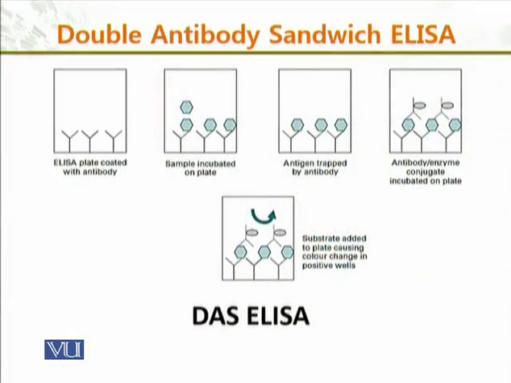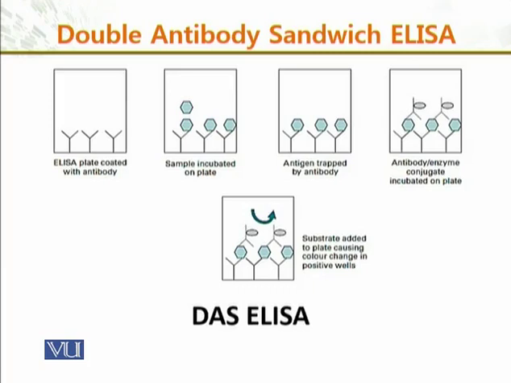If we see in this diagram, the ELISA plate is coated with the antibody, then the sample which contains the antigen is added, and the antigen is trapped by the antibody. Further, the antibody enzyme is added and it reacts with them. Further, the color development occurs, and we can determine whether the antigens are present or not. So this is the double antibody sandwich ELISA.